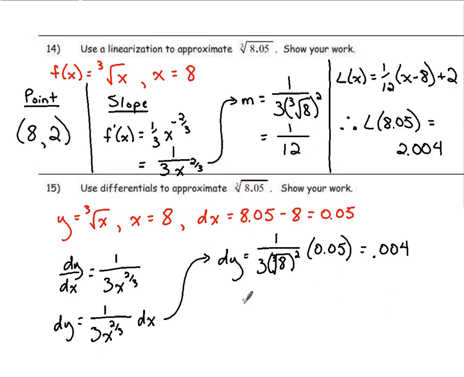So at this point, we're ready to draw a conclusion. We're ready to conclude that our approximate value for the cube root of 8.05 is equal to, well, we understand the cube root of 8.05 is going to be really close to the cube root of 8, so it's going to be within the proximity of 2. We're going to take 2 and add on this differential for y we found, 0.004. When we add those together, we find our approximation is going to be 2.004. That should make sense because that matches up with our linearization answer we found in the above problem.